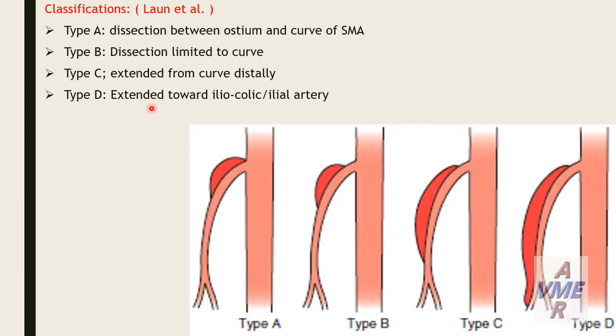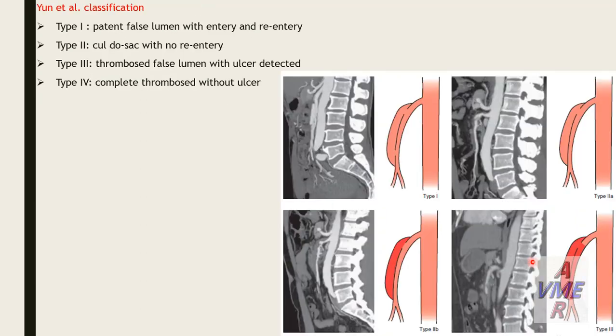We have many different classifications for mesenteric dissection. For example, this classification by Luan et al. It's almost anatomical. Type A dissection is between the ostium and the curvature of the superior mesenteric artery. Type B is related to the curvature. Type C extends from the curvature distally. Type D extends toward the ileocolic or iliac artery.